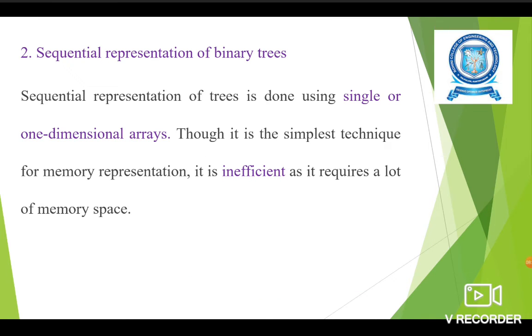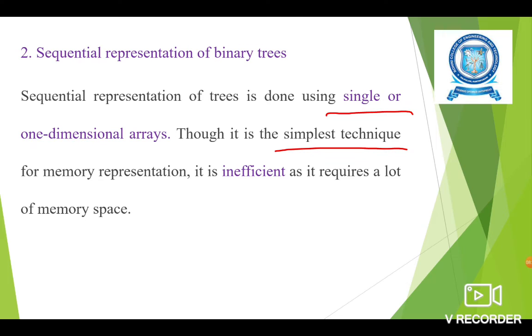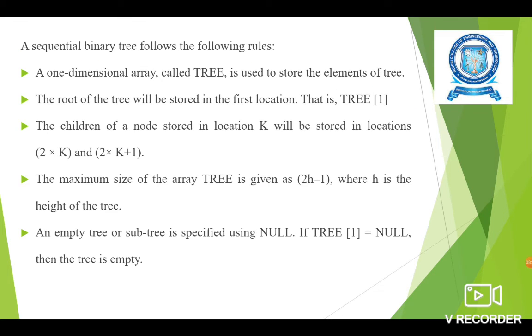We move on to the sequential representation of binary tree. In order to do this, we need a single dimensional array. It is the simplest method, but anyway it is inefficient because it requires a lot of memory space.